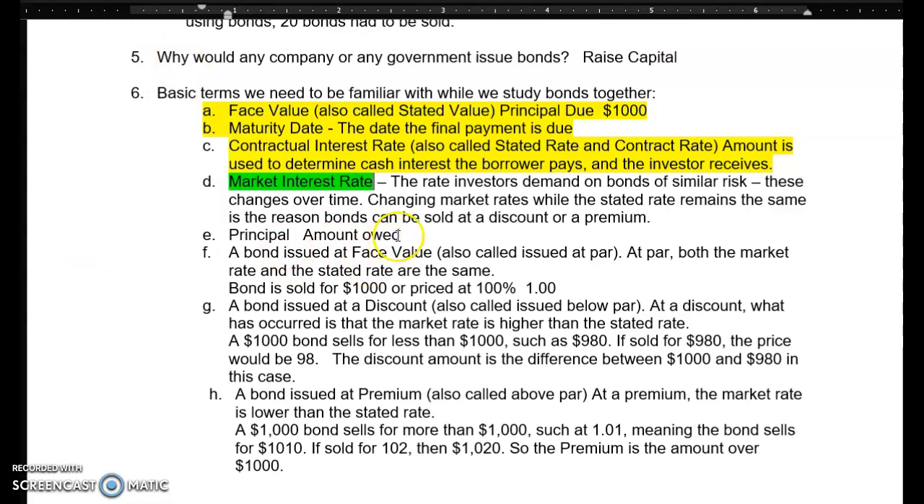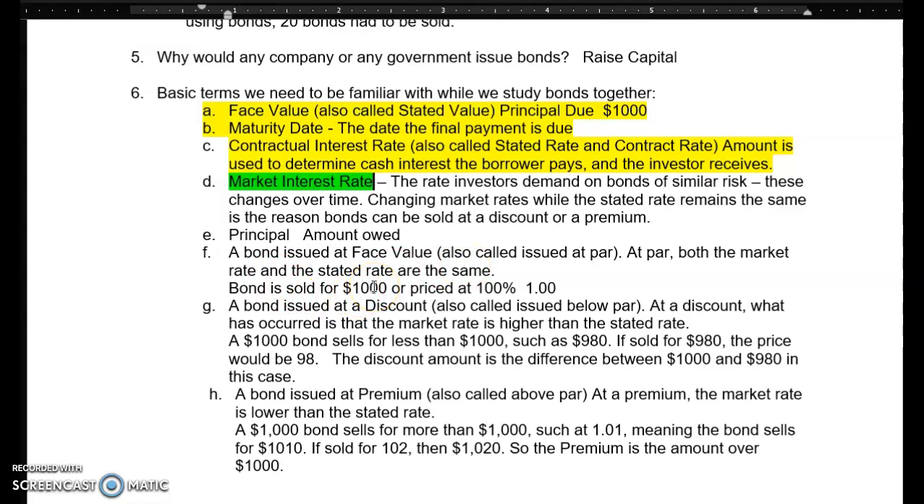So principal is amount owed. You know that. Now let's get ready to talk about these. When we pay $1,000 for a bond, or when we pay more or less for a bond, it's because the market interest rate has changed. So if the market rate and the stated rate are the same, the bond is issued at a face value or par value. At par, both the market rate and the stated rate are the same.